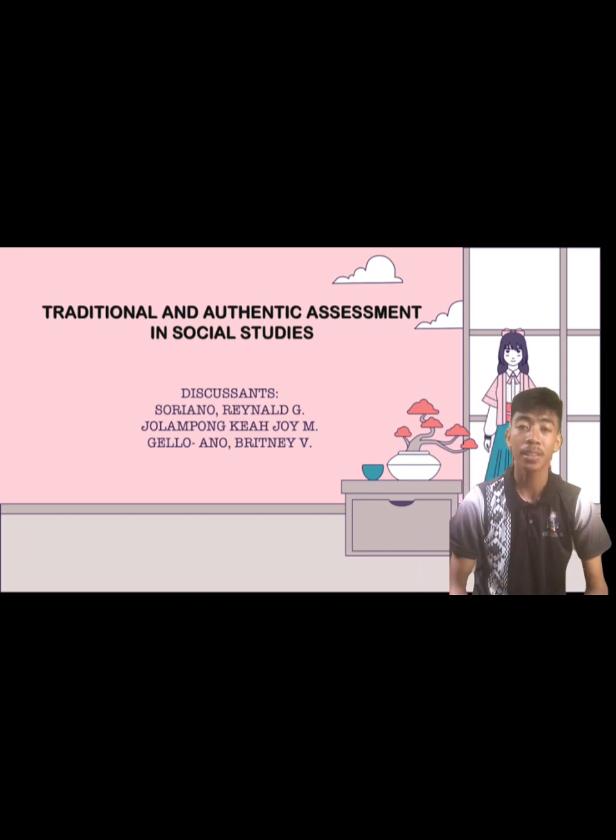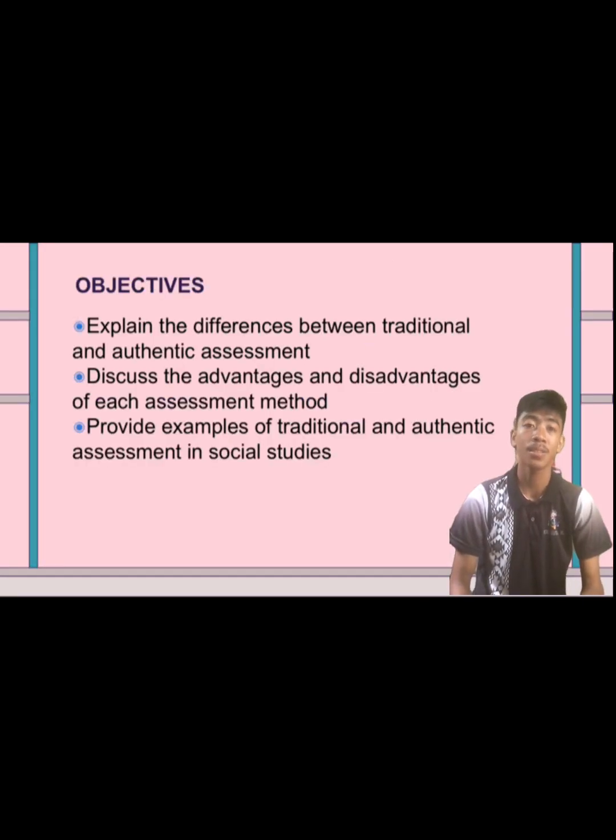Let's start our discussion. Here are our lesson objectives. First, explain the differences between traditional and authentic assessment. Second, discuss the advantages and disadvantages of each assessment method. And the last one is to provide examples of traditional and authentic assessment in social studies.